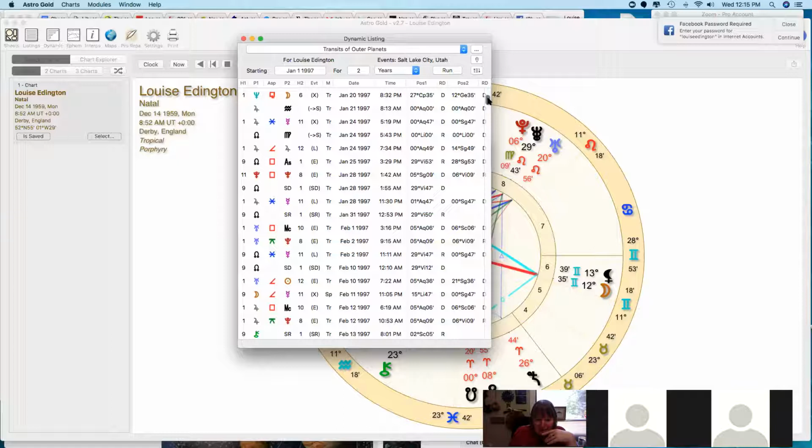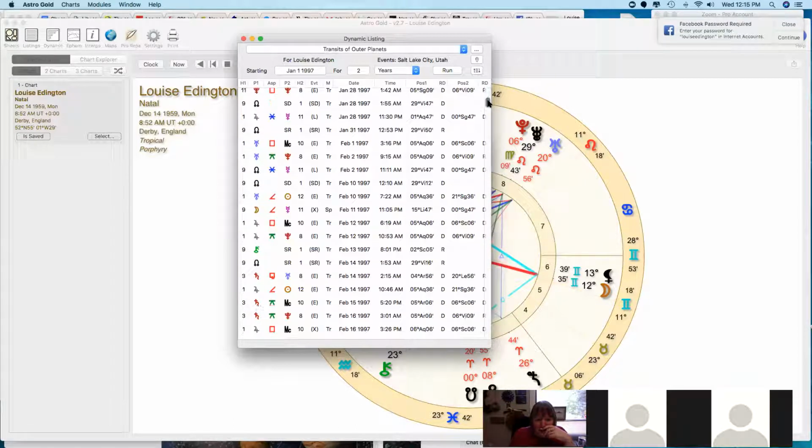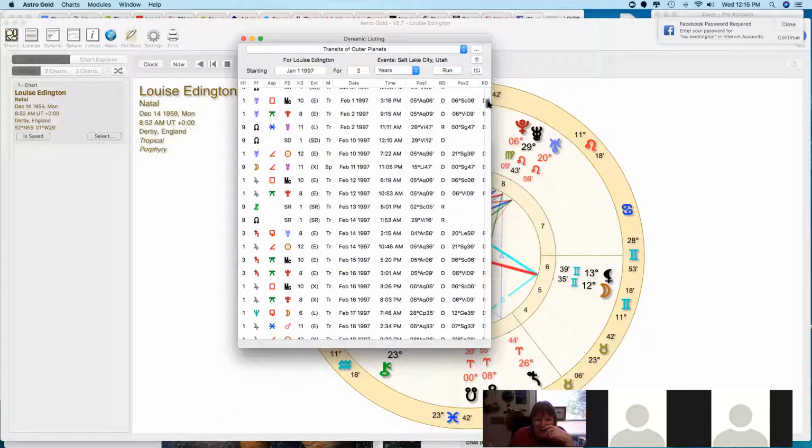If you don't have any software or an ephemeris yet, post in the group and I'm going to be really kind, and I'm going to print off dynamic listings for each one of you through Solar Fire, so that we can just see Pluto transits for you and just Uranus transits, etc. But I do want you to learn how to do it yourself. I don't want to spoon feed everything, because then you don't learn how to do it, okay?